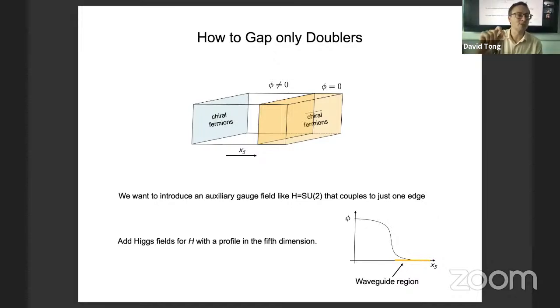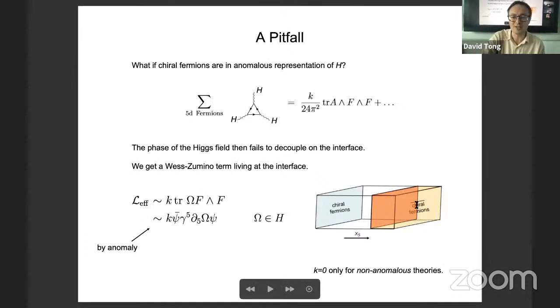If you do things on the lattice, there's a standard question to ask: what if there was an anomaly? Because whatever the lattice does, it kind of acts as if there was an anomaly, in a way that I will make clear. So suppose that these chiral fermions here on one edge were in an anomalous representation of H. What would happen from the five-dimensional perspective is that you would compute this triangle diagram in the 5D bulk, and you would find that it gives rise to a 5D Chern-Simons term for the gauge field H.